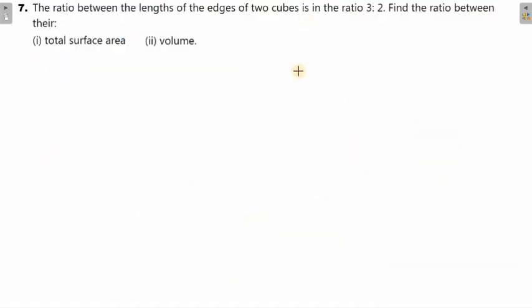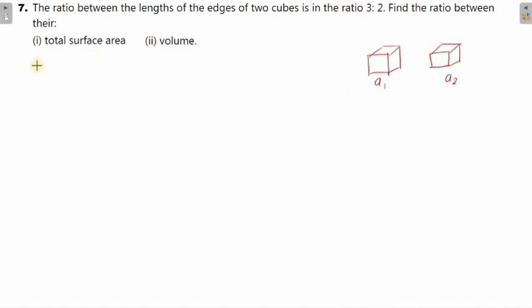Let's move to next question. Next question says ratio between the length of the edges of two cubes are in the ratio 3:2. Okay, so there are two cubes. So this is my one cube, and let me say this is my another cube. Okay, so you know we call the edges as A, isn't it? So let me call this as A1, and let me call the edge of this to be A2.